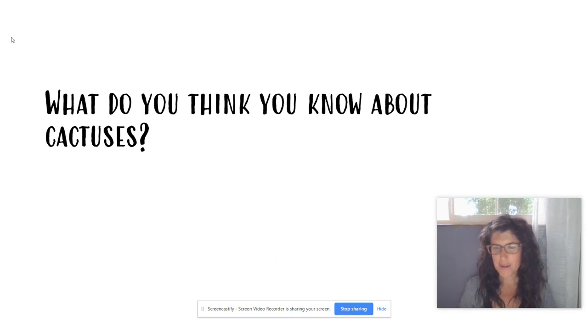Okay, so I was thinking that something I already know, or I think I already know about cactuses, is that they can store a lot of water inside of them. And I think I know that they're a plant, and that they just kind of suck up water and keep it stored inside of them because they typically live in really dry places. I'm wondering if you thought of some other things that you think you know about cactuses.